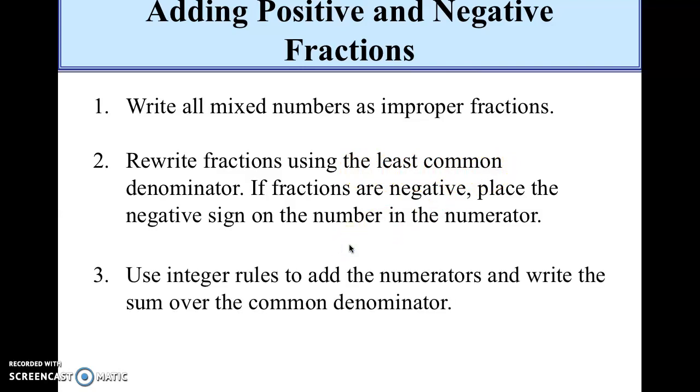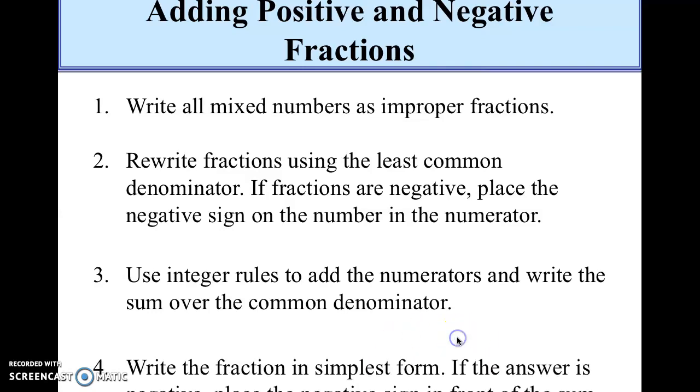And then once you have your problem written with common denominators, you're going to follow the same rules that we used in the last lesson. So if your signs are the same, two positives or two negatives, you're going to just add those numbers together and keep the sign. If the signs are different, remember that's when we have to subtract and use the sign from the number that has the larger absolute value. If your answer is a fraction, make sure it is simplified and that you have the negative sign in front of the fraction. The negative signs always go in front of, not behind the fraction.